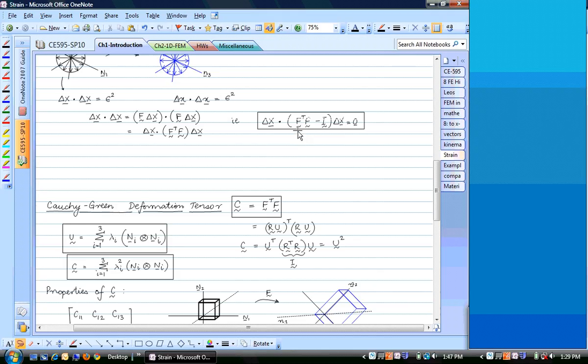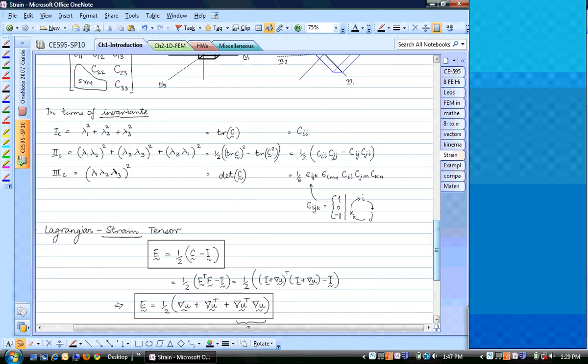So we're going to say that this F transpose F, and I don't know why this is not coming out.